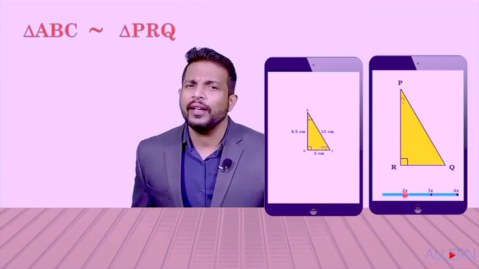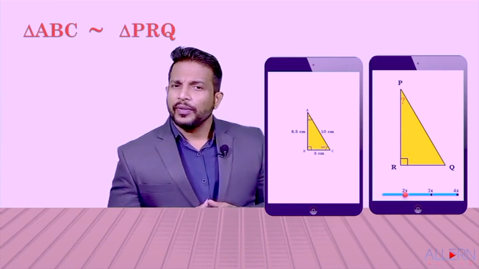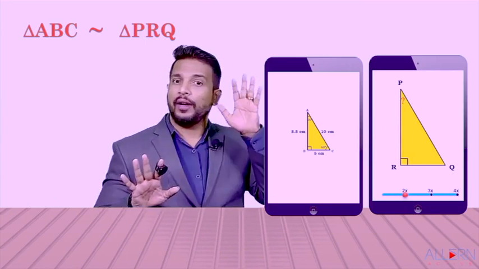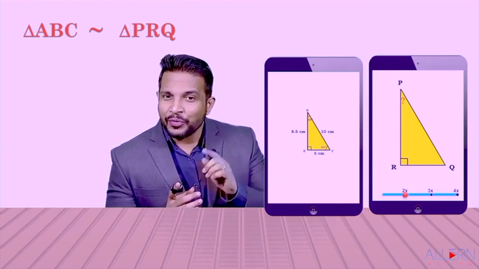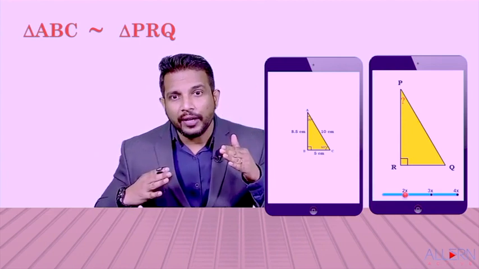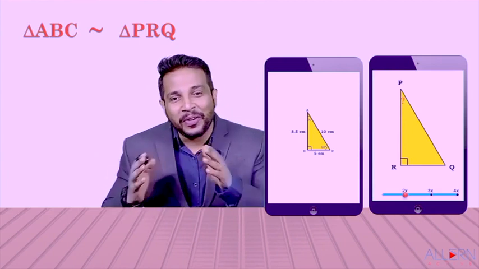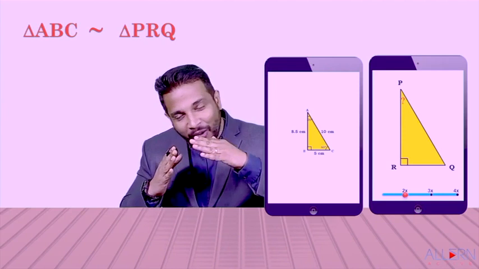Now let's discuss angles. Triangle ABC was doubled and we got the triangle PRQ. So angle A, which was 30 degree, will now be doubled, right? And angle P will become 60 degree, no? Because we have doubled it. No, because if we double it, the angles are not going to be doubled.